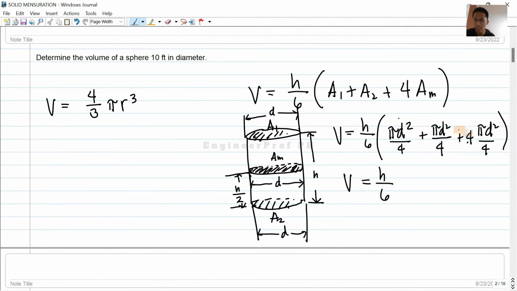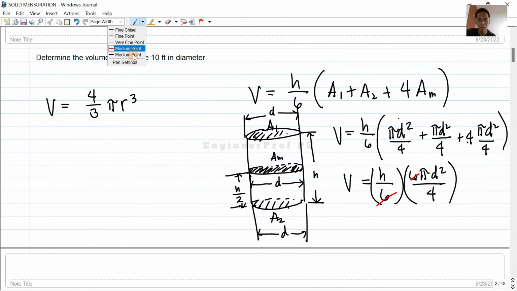So that is 6, right? 6 pi d squared. So 6 pi d squared over 4. And here, you can see that the 6 will cancel out. And what remains is volume equals pi d squared over 4 times h. So we have this formula for cylinders.